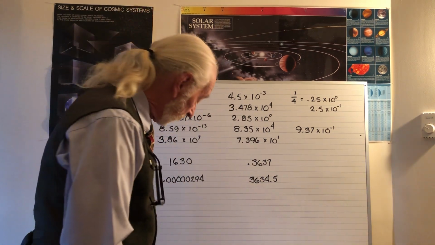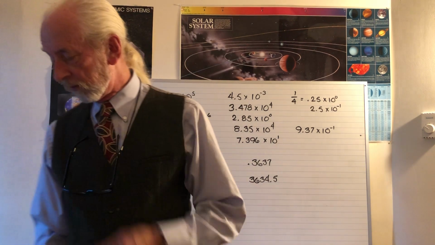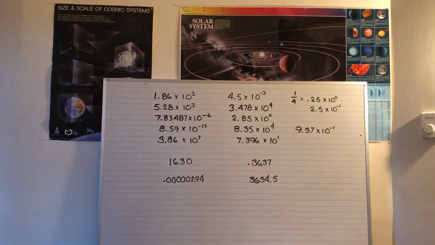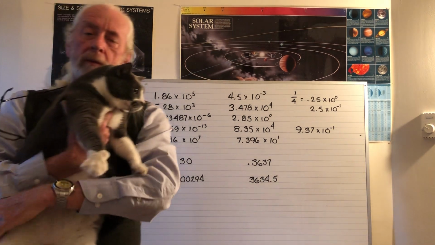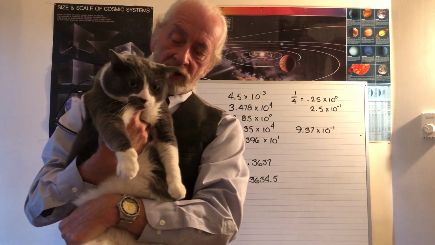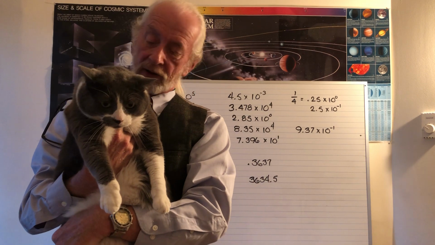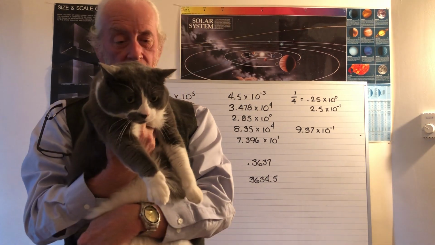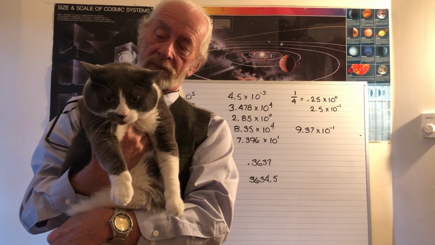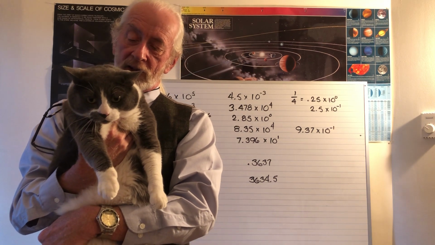Now, if you noticed that the camera was shaking a little bit, that's because Mr. Smudge decided to pay a visit and help along with the lesson. So meet Mr. Smudge. He's an astronomy cat.